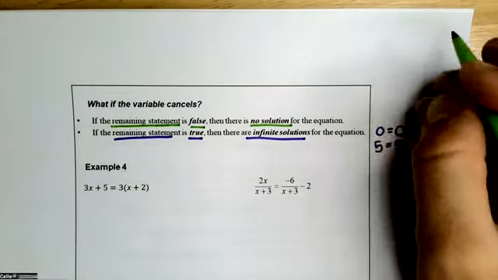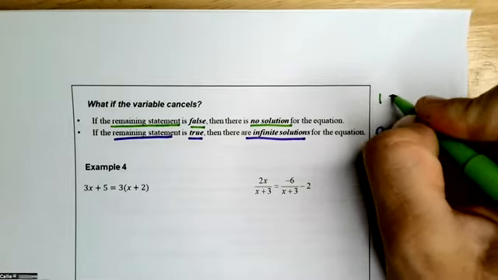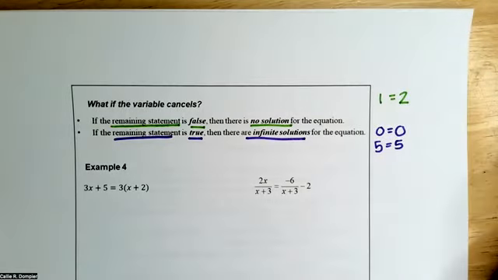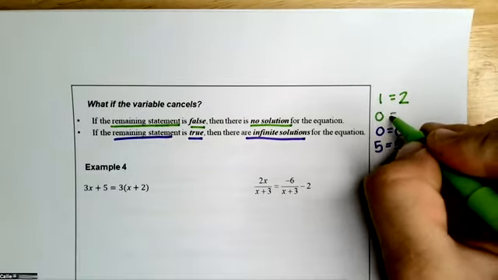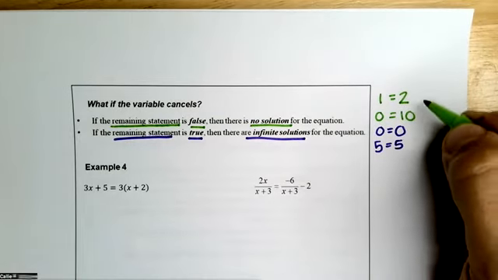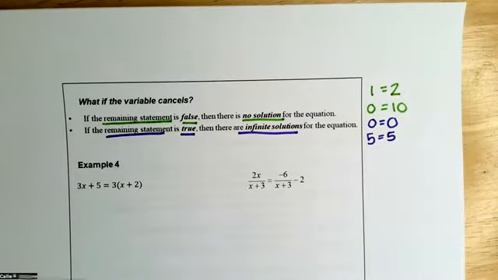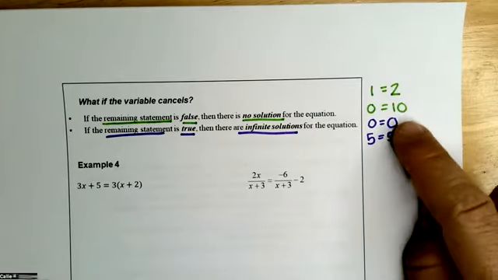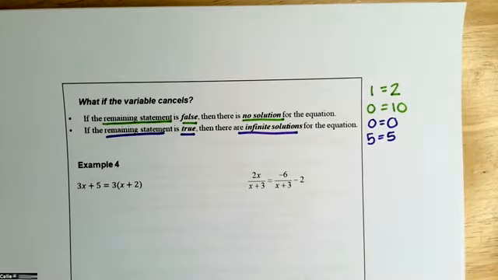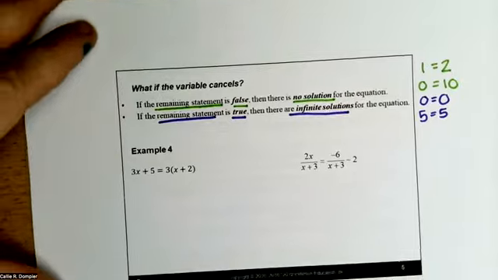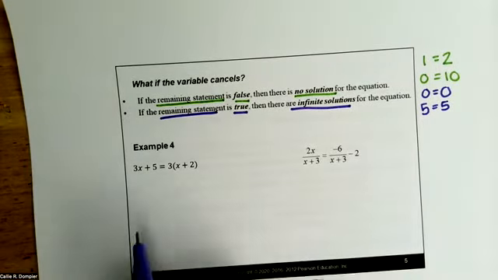No solution would be something that looks like 1 equals 2, anything that doesn't fit together, 0 equals 10, okay? These will never be true no matter what value you put in for x. These are always true, so it doesn't really matter what value you put in for x. That's the difference between infinite solution and no solution. So let's just solve these and see what we get.